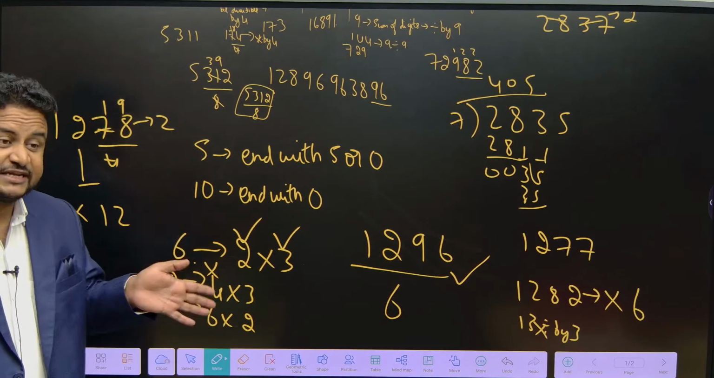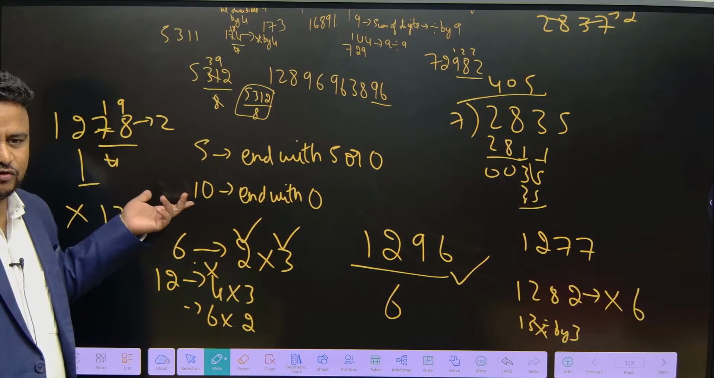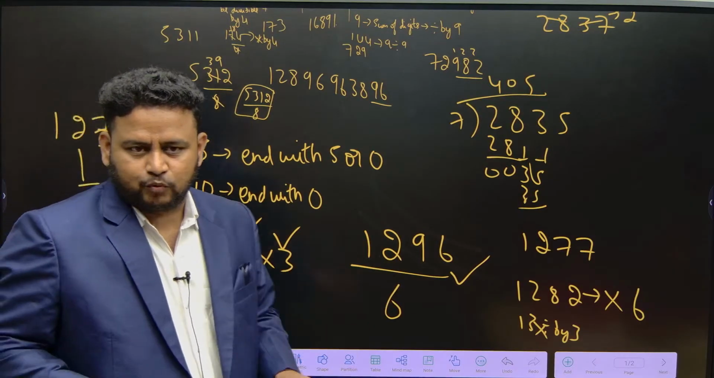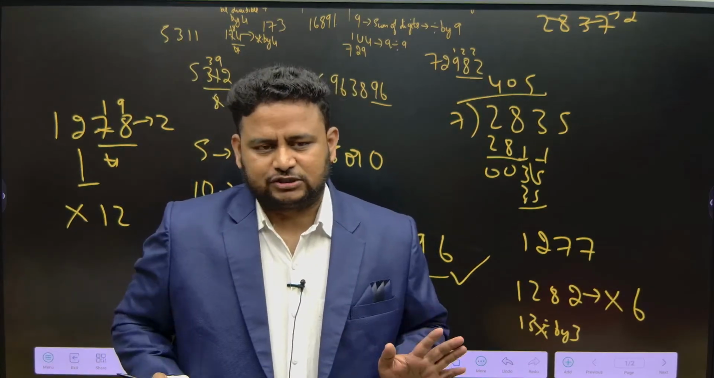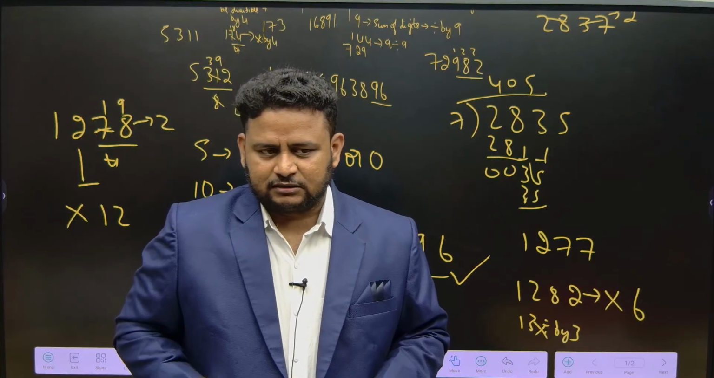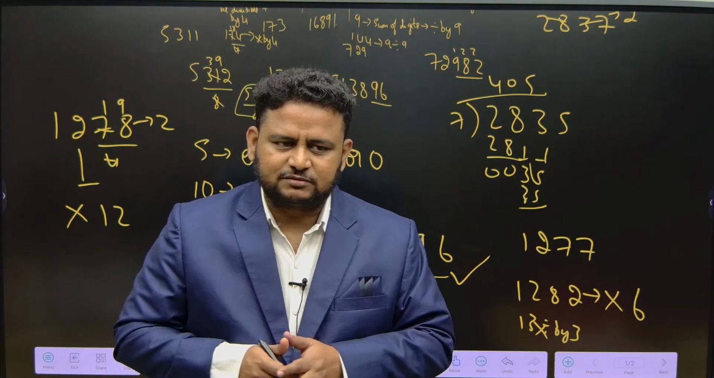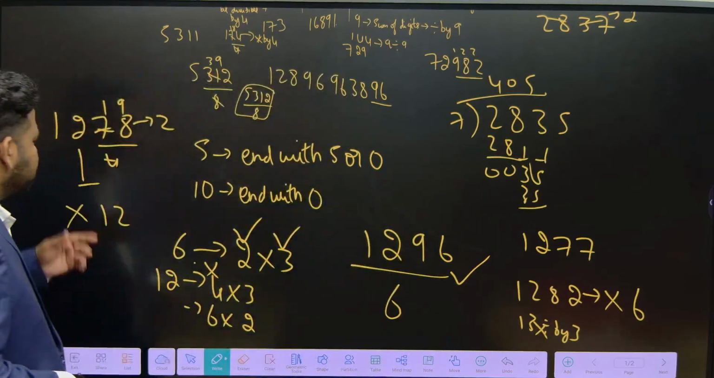Check for 3 at the end. Once you find that it is not divisible by 4, no need to check further for 3. Both conditions should hold: it should be divisible by 4 and also by 3. Then only you can consider it, because 4 into 3 is 12. Correct? So first you check for 4. If it is not divisible by 4, no need to check further. So this is it when it comes to 12.